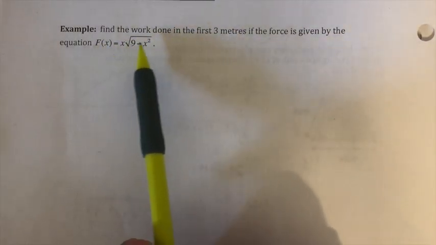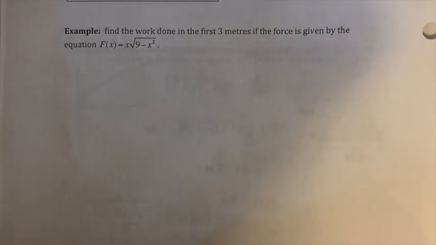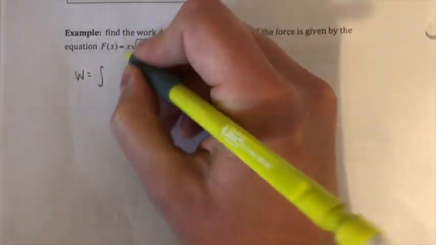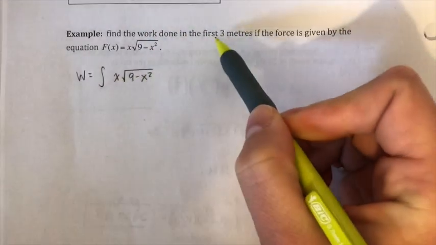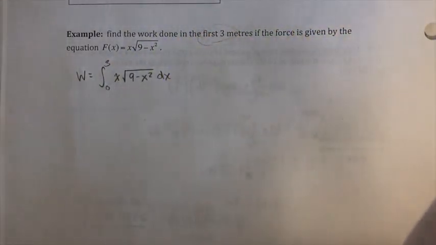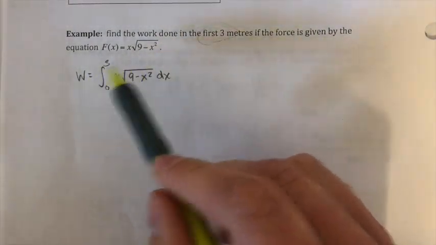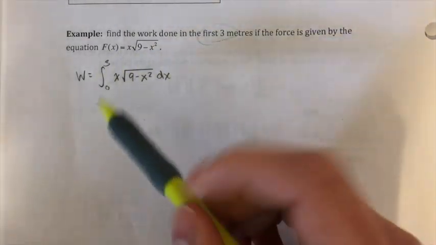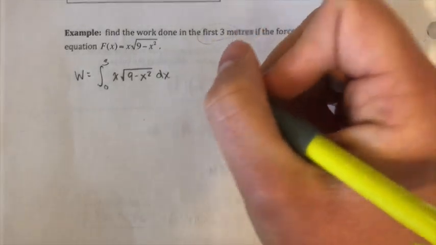Another example is if it gives us an equation, we can find the work done in the first 3 meters if the force is given by this equation here. So again, the work is going to be the area under the equation. If it's the first 3 meters, that means we're talking about from 0 to 3. So we add that dx, so it's a proper integral. Okay, so we could do this graphically on our calculators, or we could do it just using the function integration. I'm going to do it algebraically for the practice.